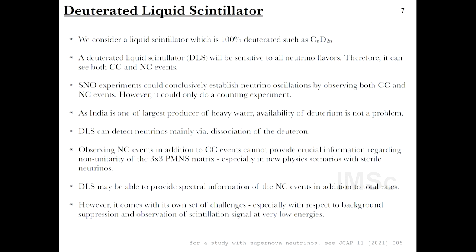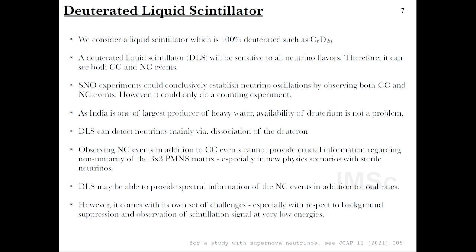One of the main reasons to use a deuterated liquid scintillator instead of a typical liquid scintillator that the neutrino experiments employ is that it has sensitivity to both the charge current and the neutral current events. India is one of the largest producers of heavy water, so having a deuterated liquid scintillator is not a very difficult job for us. And so the pluses in this setup is that the neutral current events can provide additional sensitivity to the sterile neutrino oscillation parameters, which is not possible only with charge current events.